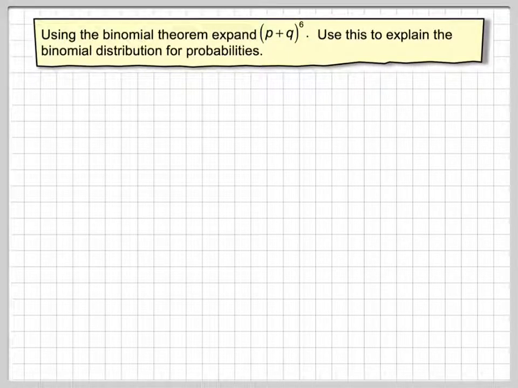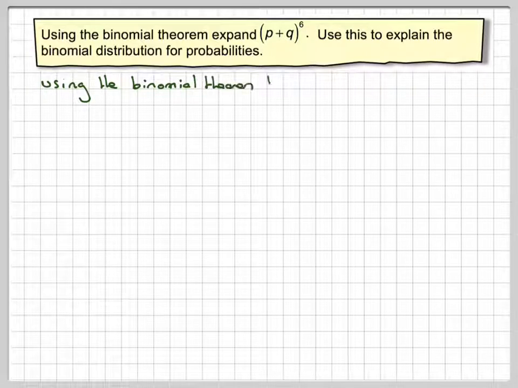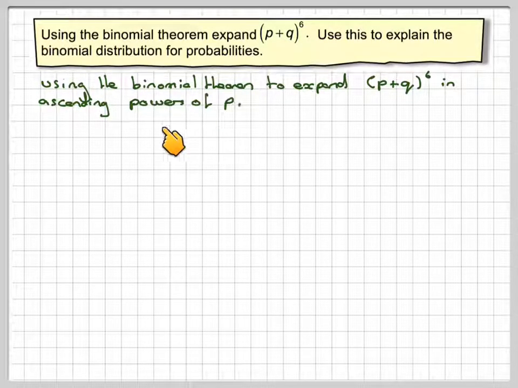Okay, in this video we're going to look at making the binomial model, but to start off we're going to, using the binomial theorem, expand (p + q) to the power 6. Use this to explain the binomial distribution for probabilities. So using the binomial theorem to expand (p + q)^6 in ascending powers of p, you would have done this in your pure mathematics course.